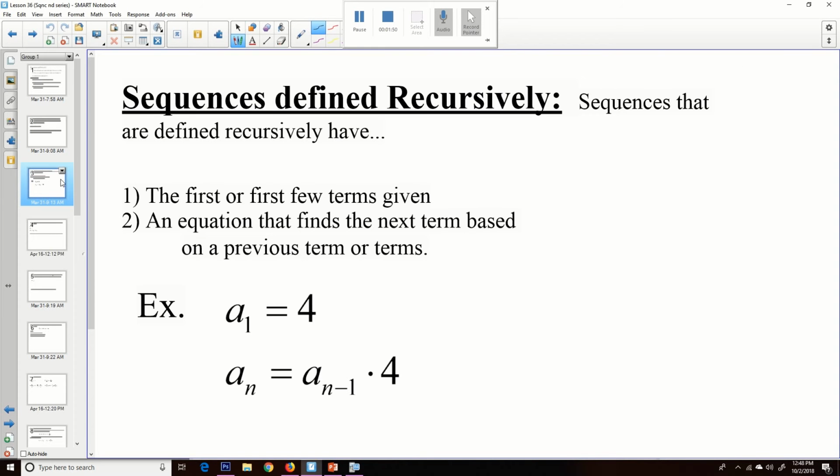Let's move on to what it means to define something recursively. Sequences that are defined recursively have two parts. The first part is that they give you the first term or the first couple of terms, and then they provide an equation that finds the next term based on a previous term or previous terms. And so here's an example of a sequence that has been defined recursively.